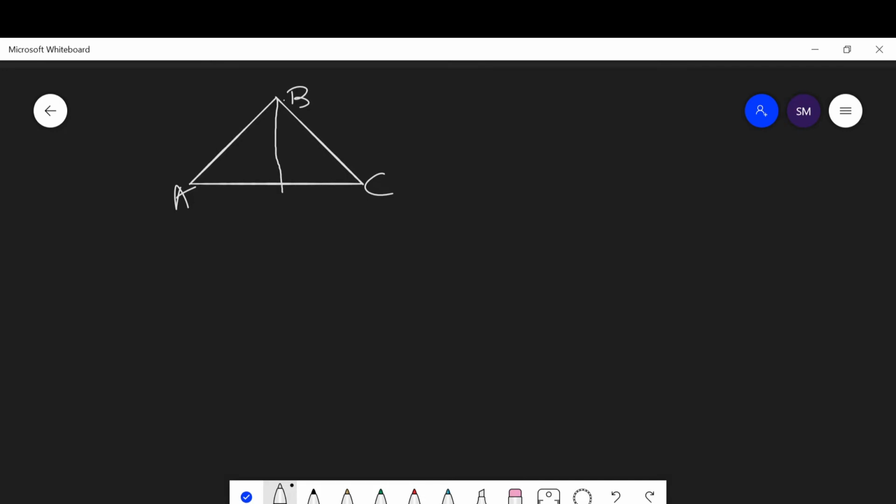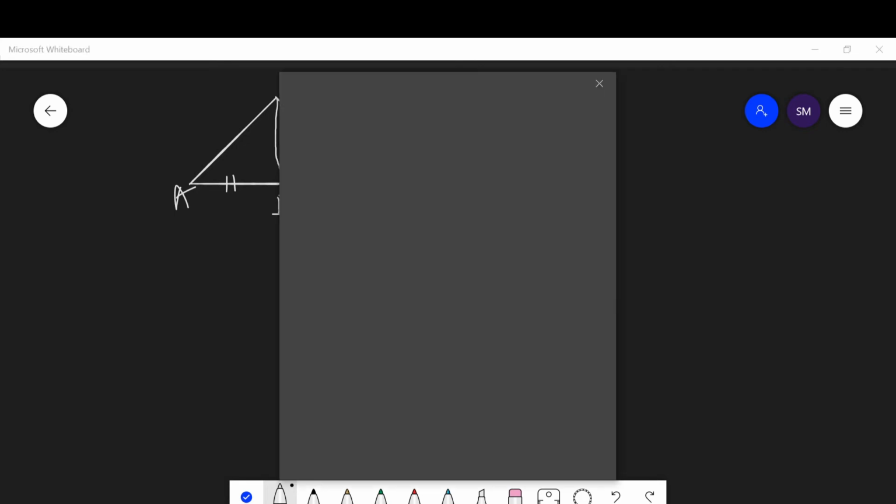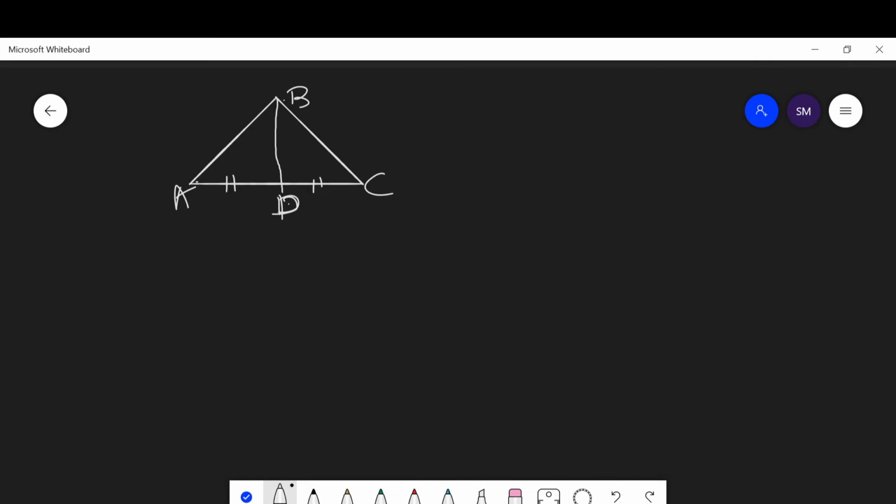The median of a triangle is the line which comes from the vertex to the opposite side and touches the opposite side at the middle point. This means here BD is the median which intersects AC, which bisects the AC. This means AD is equal to CD. In the same way, AE is also a median which bisects the BC at E.